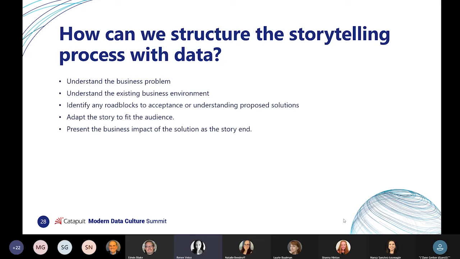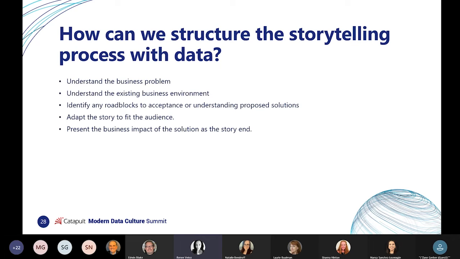Fourth, adapt the story to fit your audience. I think that one is self-explanatory. If you're talking to a technical team, then you want to speak to them in technical terms. If you're talking to someone who is in supply chain, you will want to use their language, and you'll adapt the data to fit the story that you want to tell.